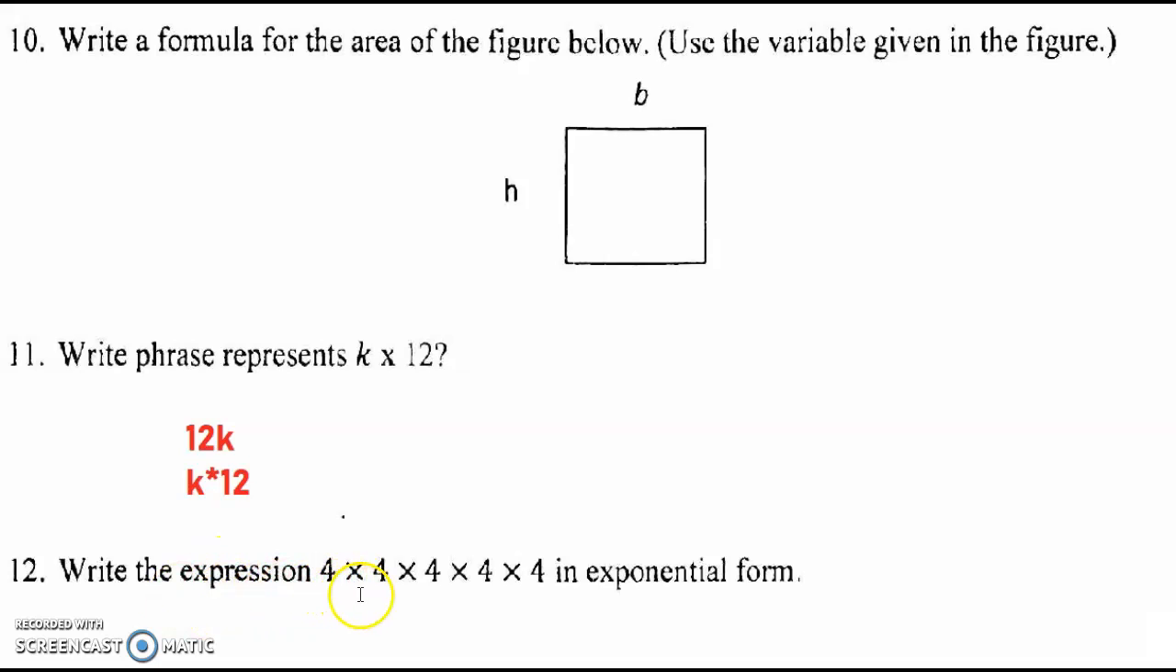This one, write the expression 4 times 4 times 4 times 4 times 4 in exponential form. That means 4, right? That's my base. It's going to be 4 because every number is 4, right? All these numbers are 4, so my base is 4. And then how many times is it multiplied? 1, 2, 3, 4, 5. So it just goes 4 to the 5th power. That's how you do that one. I'm just going to do a couple more, and we're done.